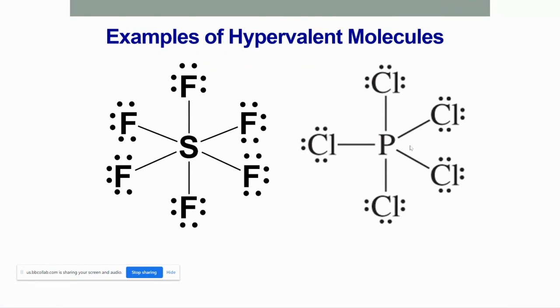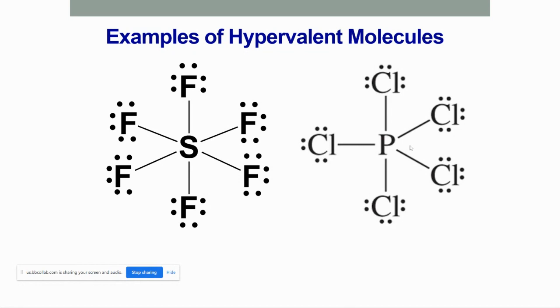Now, if you count the number of electrons on each of those fluorine atoms, you're going to see that fluorine does follow the octet rule. Each fluorine atom is being surrounded by 8 valence electrons. Same thing with chlorine on the right. Each chlorine atom is being surrounded by 8 valence electrons.